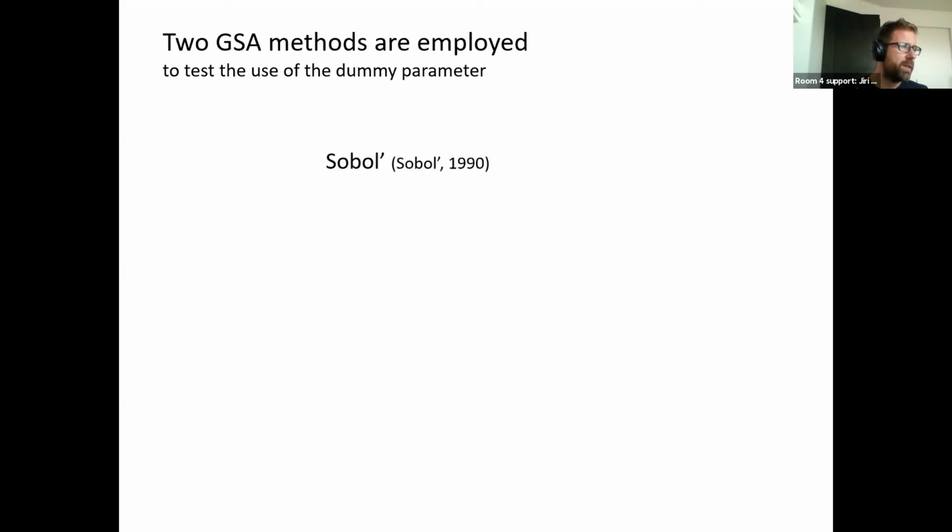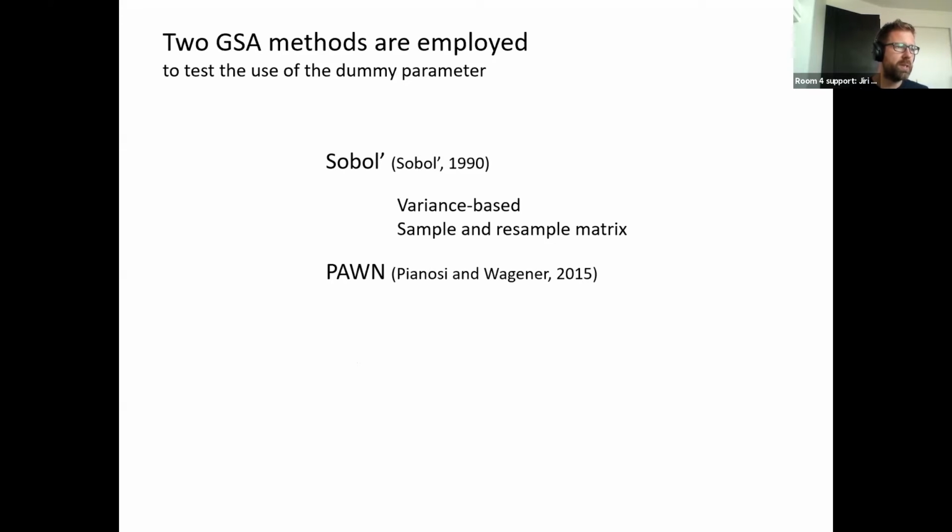So the first method is the Sobol method. It's not a screening method, but also there we try to apply the dummy parameter. And yeah, it did work somehow. I will show you. So the Sobol method in general is very well known. It's a variance-based method. You have a sample matrix and a resample matrix where you start from.